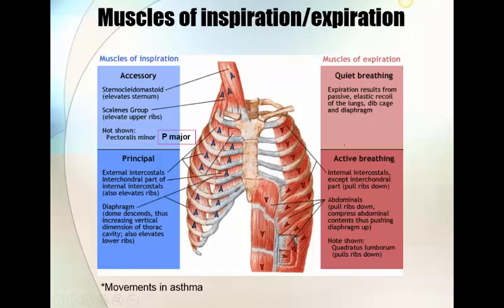Expiration is elastic recoil. So during quiet breathing, no muscle really comes into play. It just comes back to its normal position. But during active expiration, like when you're blowing out into something, the internal intercostals and the abdominal muscles, and another muscle on the posterior abdominal wall called the quadratus lumborum, come into play. So these are muscles of expiration, which we can call accessory muscles of expiration, used in active breathing out. As I said, in asthma is when these muscles usually come into play.